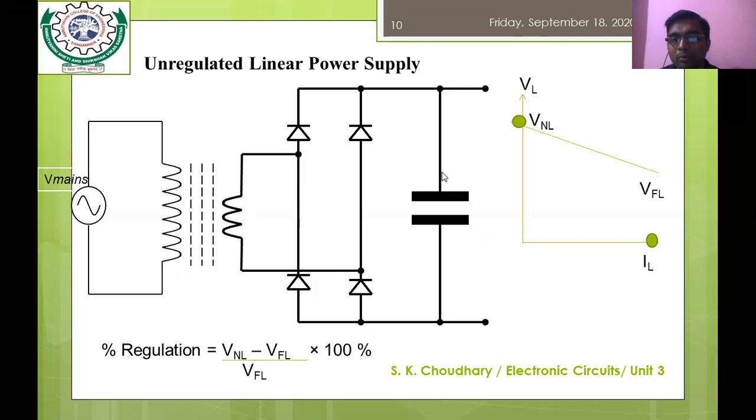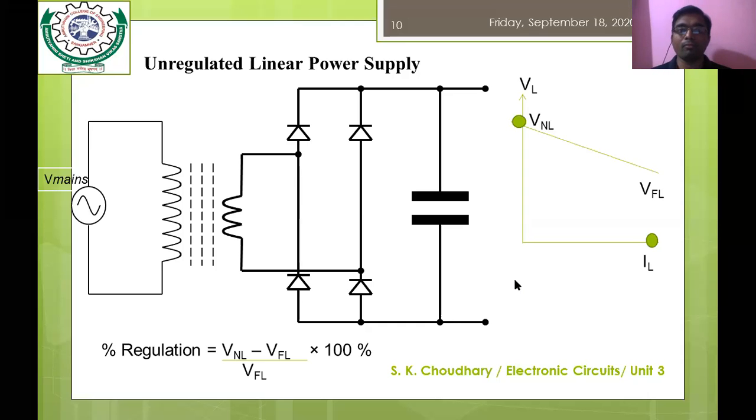If you have not connected the IC regulator... in the earlier days, instead of an IC regulator we used a linear diode. But nowadays, since the IC regulator has been invented, it is most preferred over linear diodes for the regulated power supply. But here in the unregulated linear power supply, we have not used any IC regulator or linear diode, and we have shown only up to the level of the filter. So the output here is unregulated in nature.